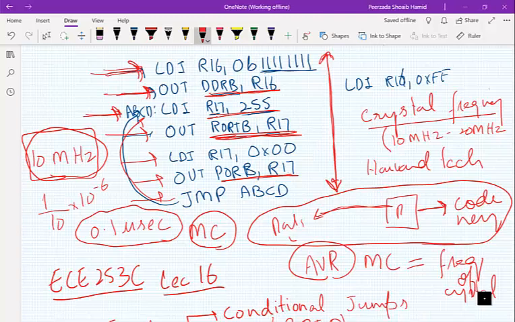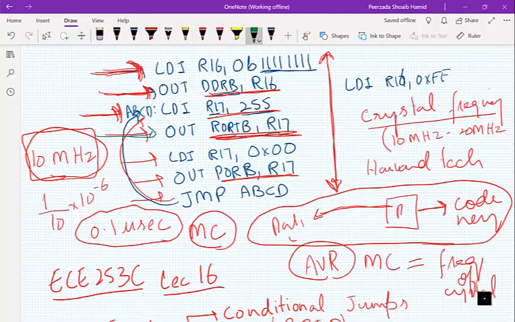When we write the program, burn it, finalize the hardware and start the program, what will happen? The first instruction will be executed and it will take 0.1 microsecond. The next will be executed, and it will take 0.1 microsecond. And when this instruction is executed again, it will take 0.1 microsecond.